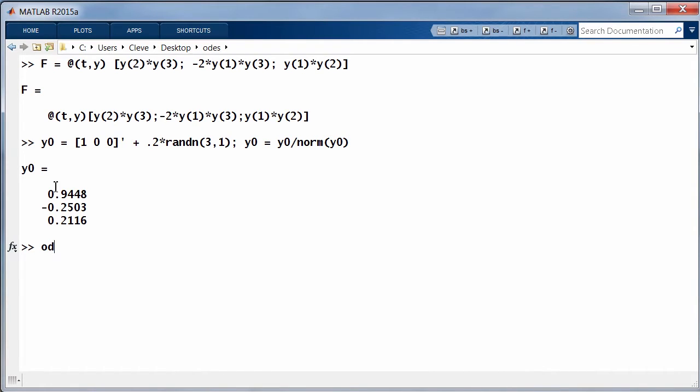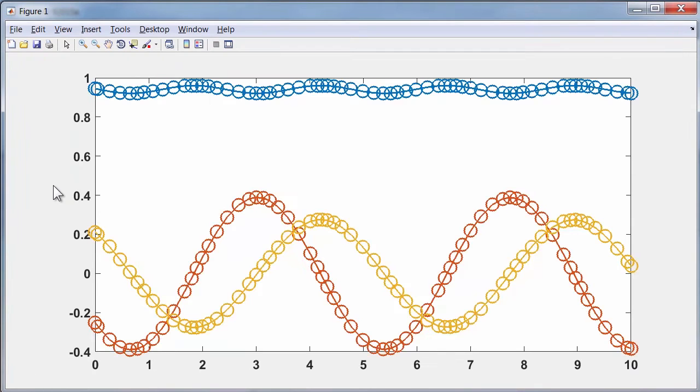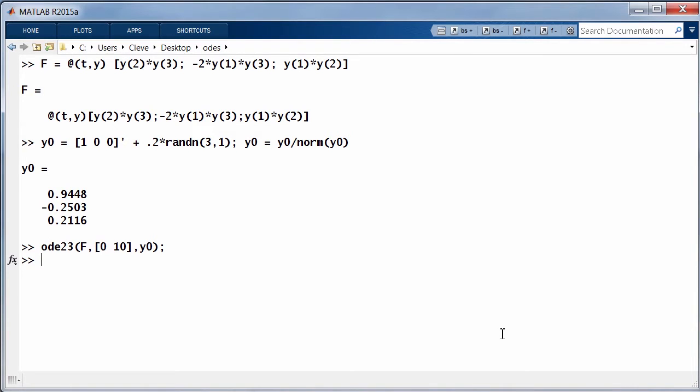This is an easy problem numerically. There's no stiffness involved here. So I'm going to use ODE23. Integrate from 0 to 10, and here's the solution. The blue component is the first one, and it stays near 1, and the other 2 are periodic, rotating around 0. Let's go back and take another starting condition.